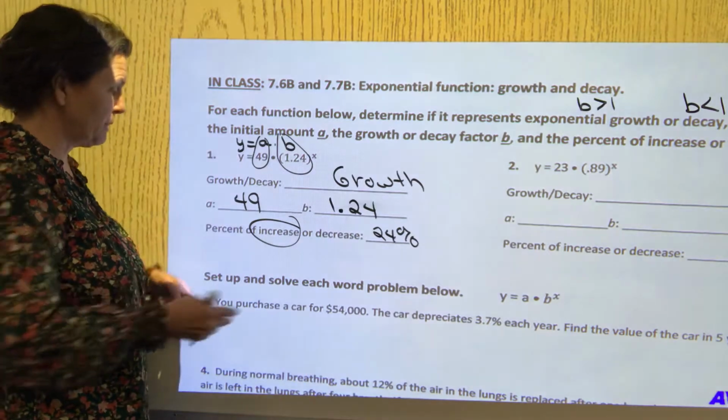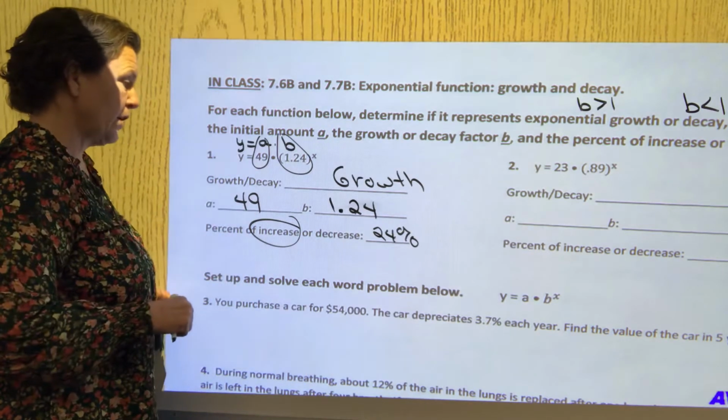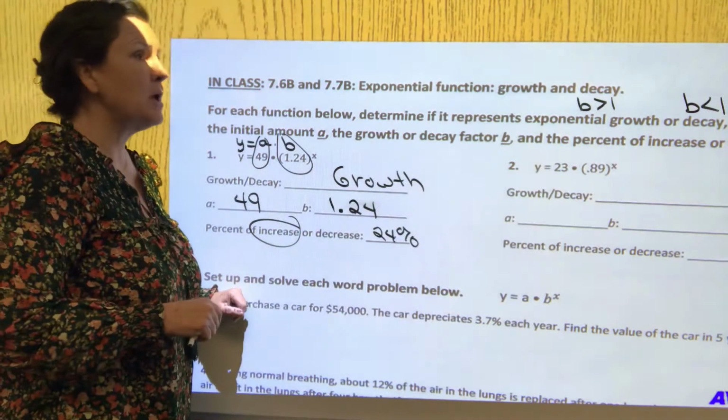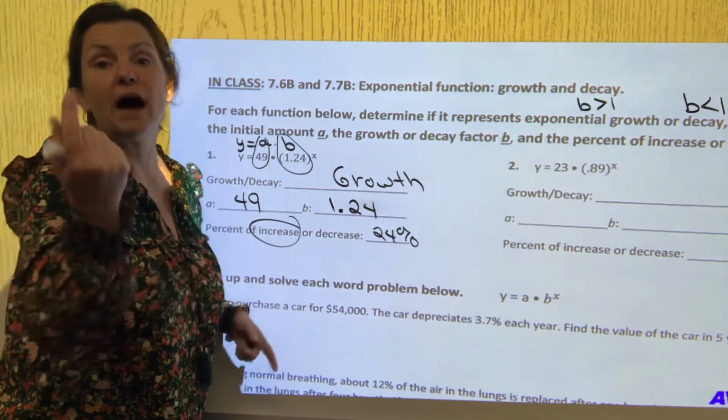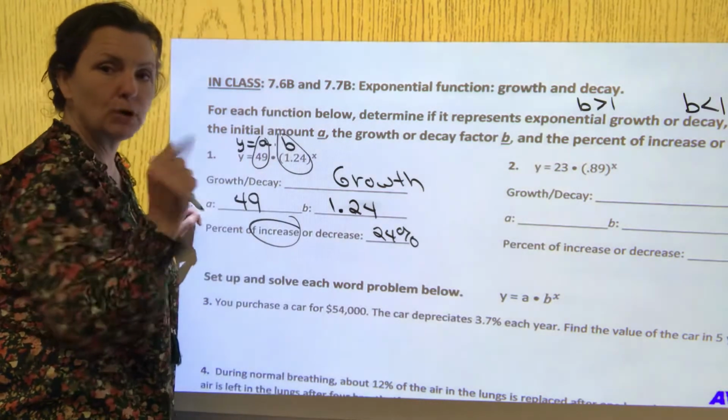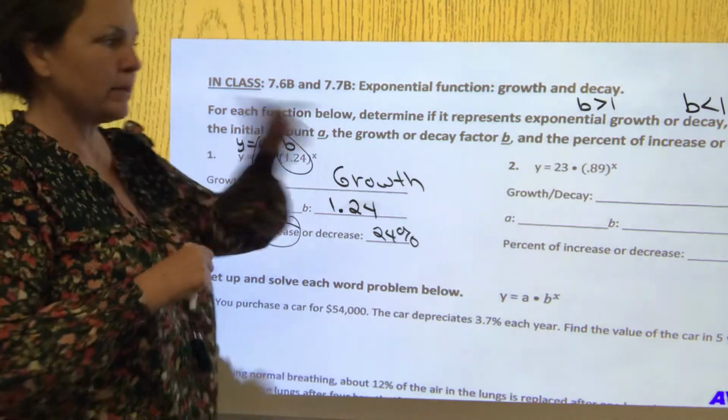A quick story would be: you have 49 dolphins. Their population is increasing by 24% each year. How many dolphins will there be in 5 years? You have a little 5 right there, plug that whole thing into your calculator, and you'd find the answer. Try the next one.